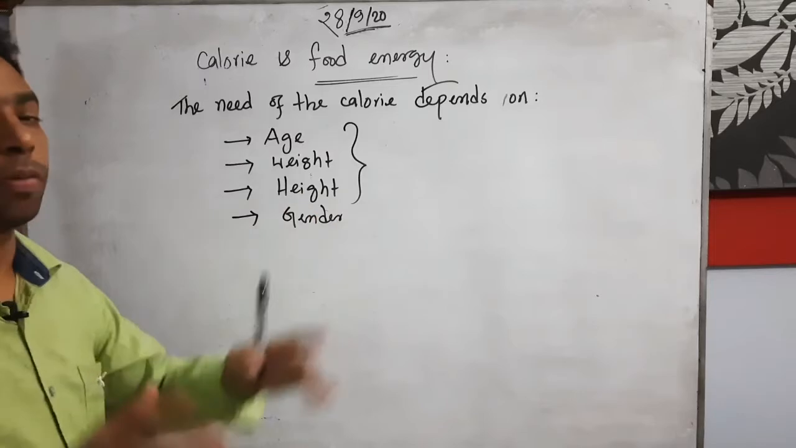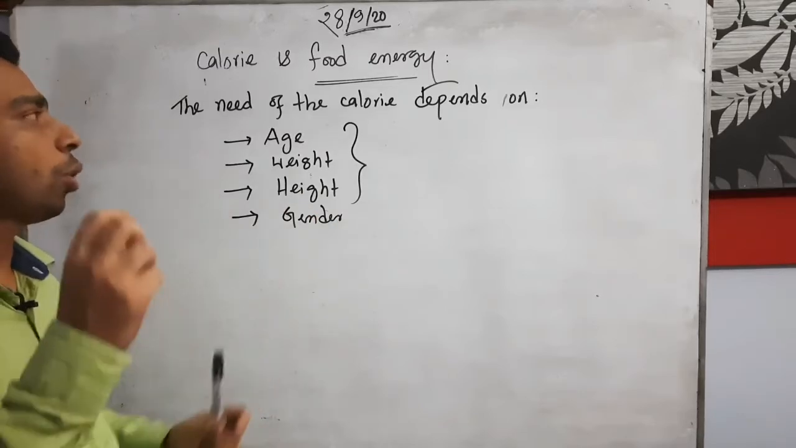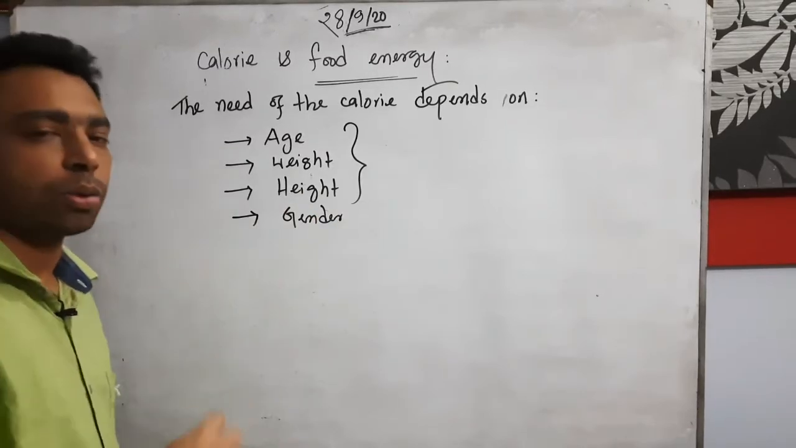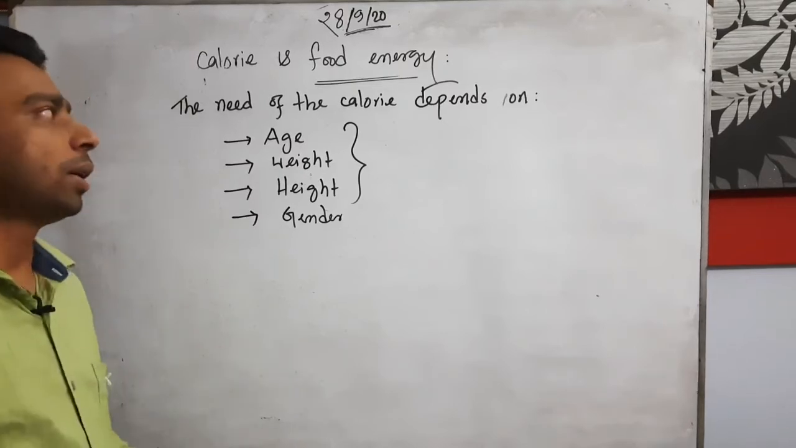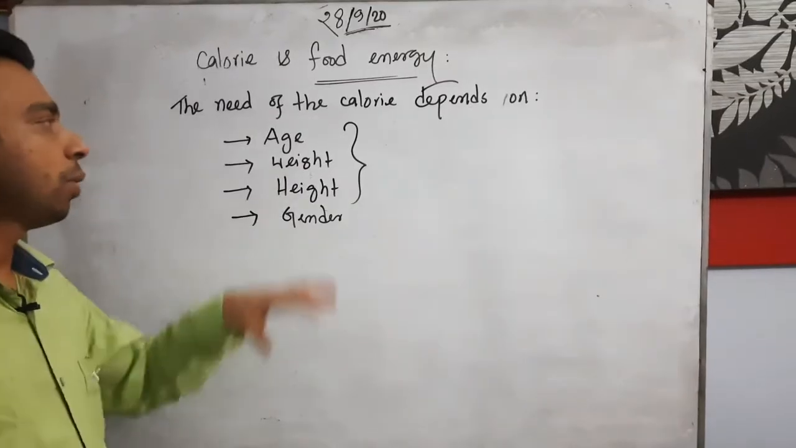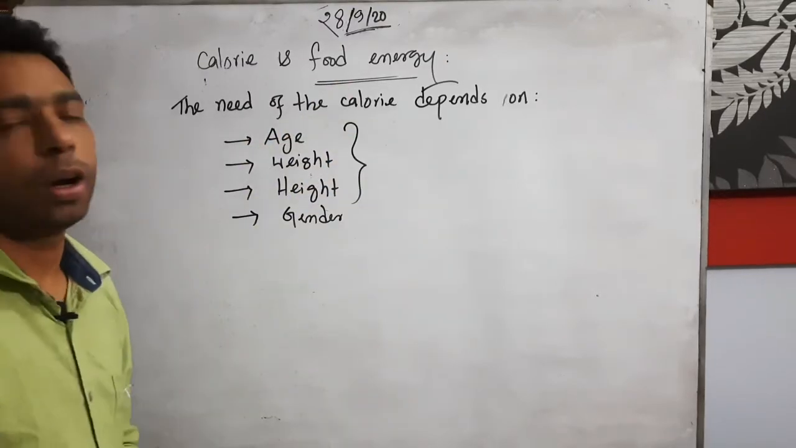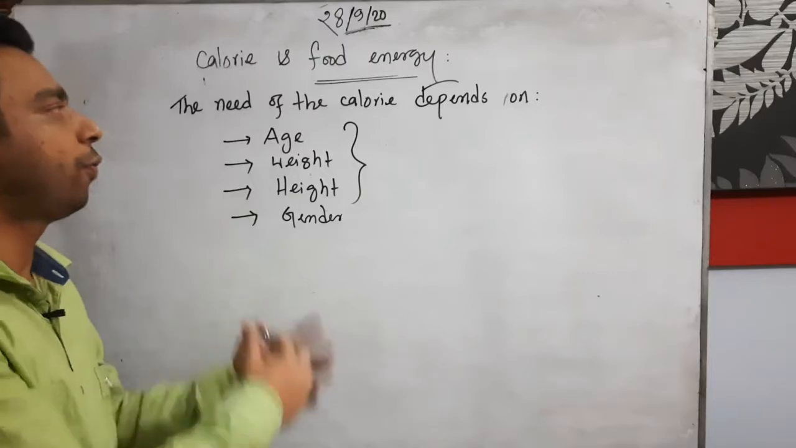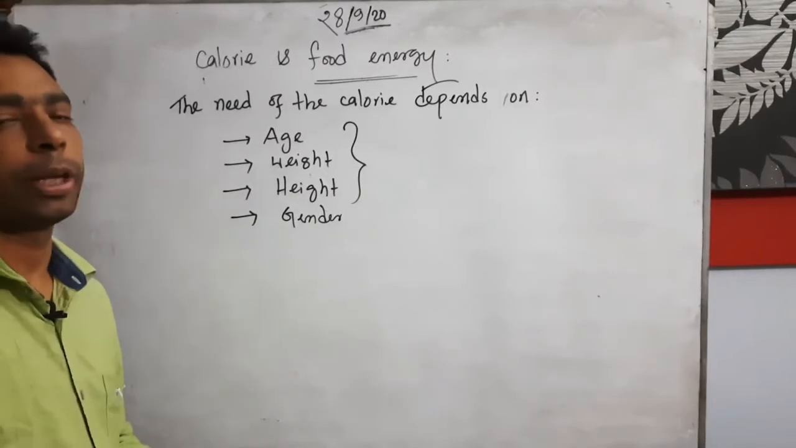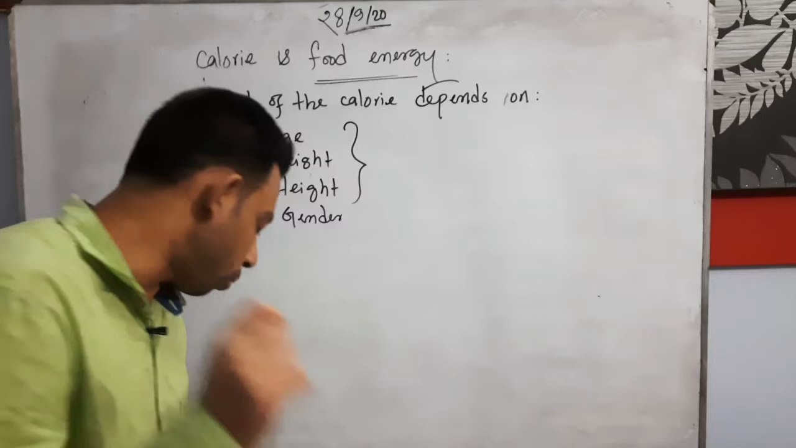This is also very important: which of the following factors cannot affect the demand for calorie? That means which one does not actually matter there. These four are very important for the demand for calorie. Okay, I hope you understood this one too.